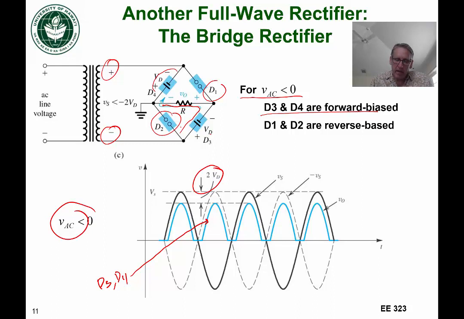And also notice that the pathway that the current takes through the resistor is the same, hence the same polarity on the output voltage shown in blue here, right? It's always positive.